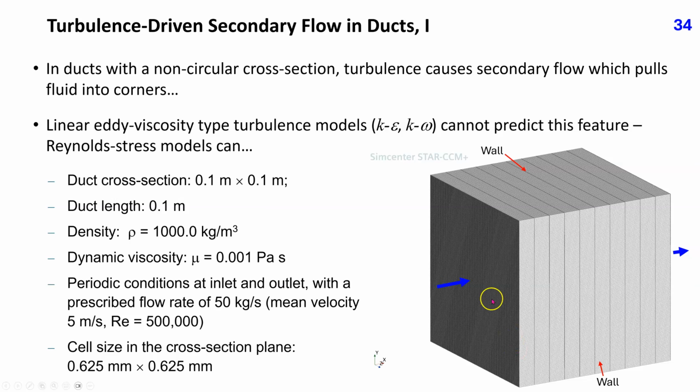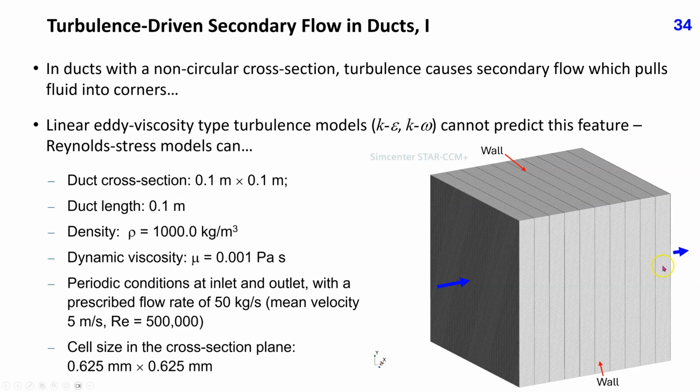The duct cross-section is 0.1 meter by 0.1 meter, and its length is also 0.1 meter. Fluid density is 1000 kg per cubic meter, and its dynamic viscosity is 0.001 Pascal second. Periodic conditions at inlet and outlet are used with a prescribed flow rate of 50 kg per second. This results in a mean velocity in the duct of 5 meters per second and a Reynolds number of 500,000.